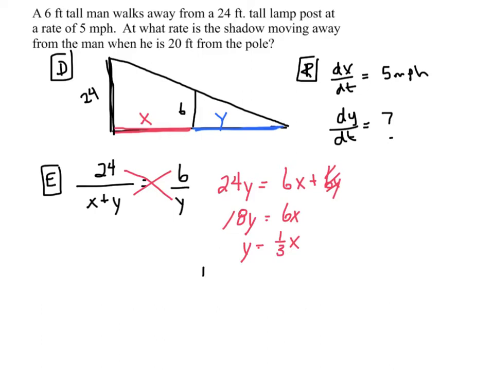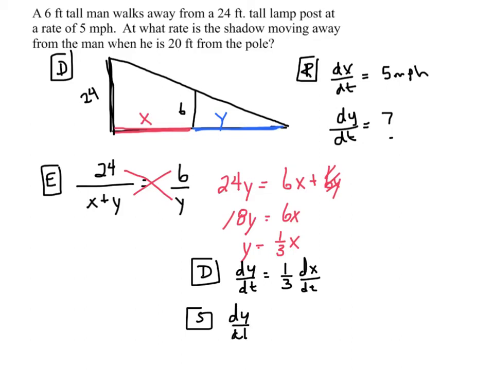So now I do the derivative. The derivative of y with respect to t, derivative of x with respect to t. Substitute and solve. dy/dt is equal to 1/3 multiplied by 5, so 5/3 miles per hour. And that's my answer. It always throws people that the 20 feet that he is away from the pole doesn't enter into it, but it doesn't. It doesn't matter at all.